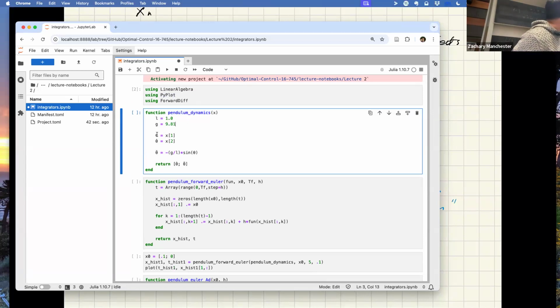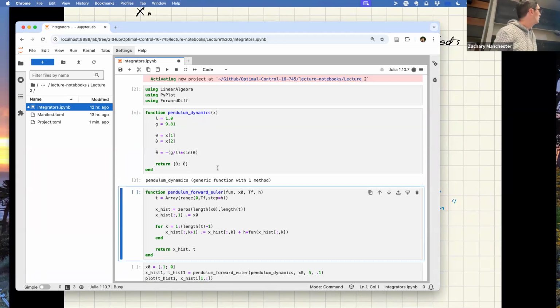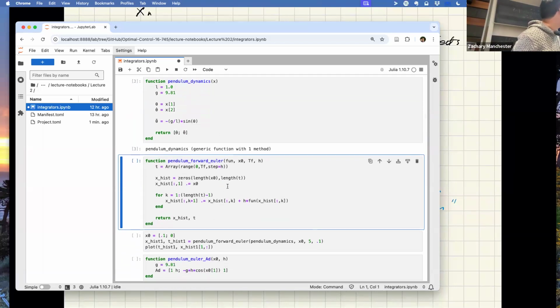The state vector x, I'm pulling out the theta and theta dot. One of the cool things about Julia is you can use LaTeX in it, so I can actually have theta and theta dot in the code. That's kind of nice. And then this is just me computing theta dot like we did in the notes and spitting out x dot, the state vector. Everyone cool with that? Really easy. Cool. And then I'm going to write down the forward Euler integrator. This is exactly what we just did.